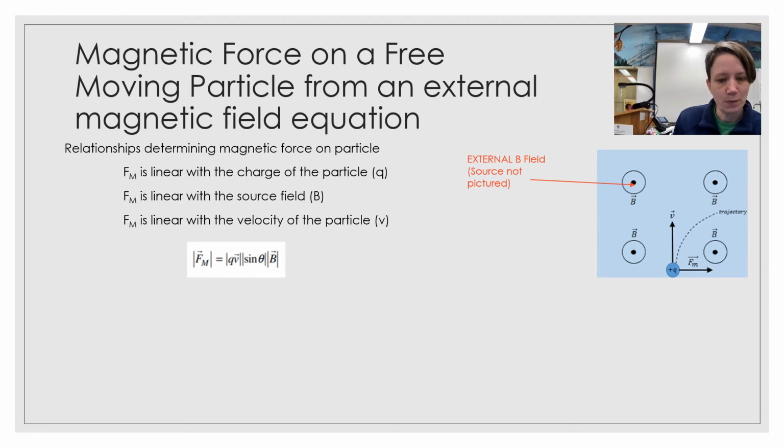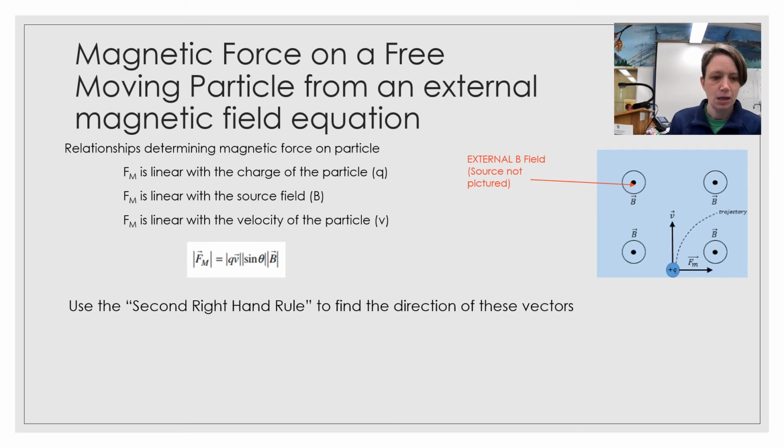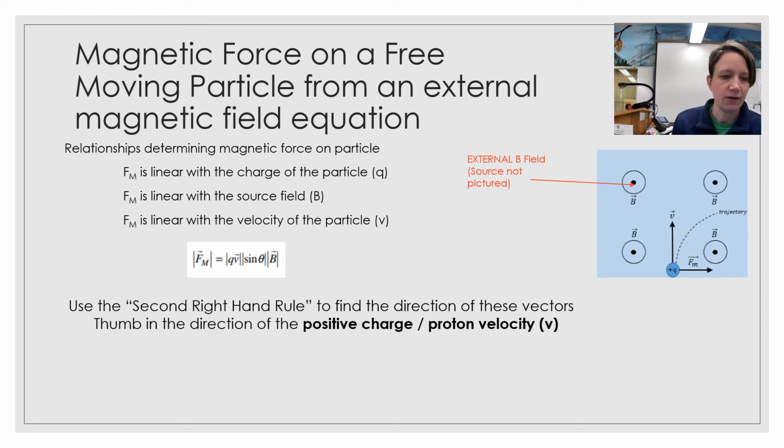The equation looks basically the same as the last one, except we substitute Q and V in for I and L. We have the same sine theta, which tells me again, if the velocity of the particle is parallel to B, we have no magnetic force, and if it's perpendicular, that's when the magnetic force is at its maximum. You're going to use the same second right-hand rule to find the direction of these vectors. The only little bit of a difference is thumb, which was pointing the direction of positive current, is now just going to point the direction of positive velocity, which should make a lot of sense.